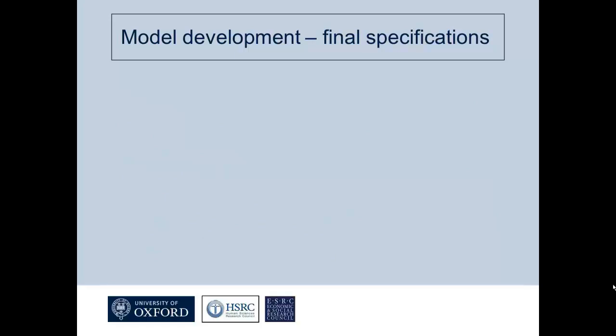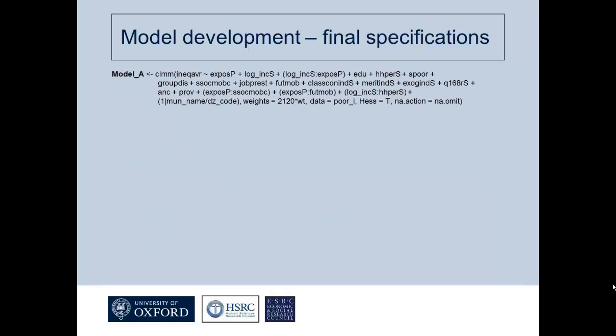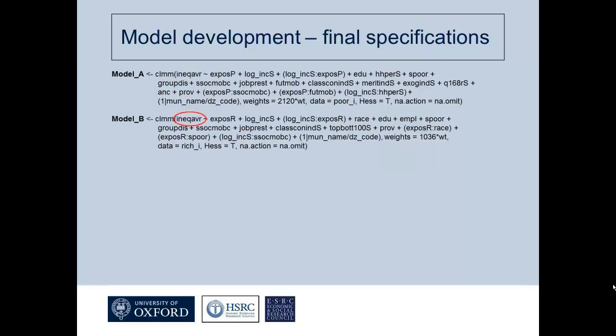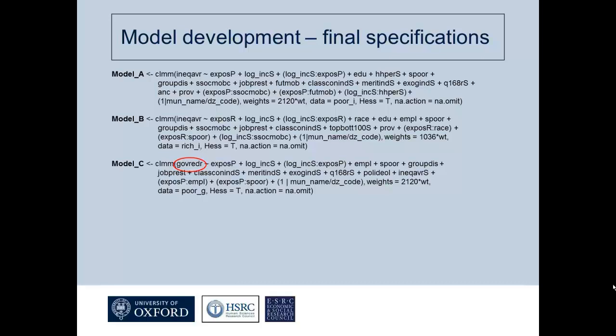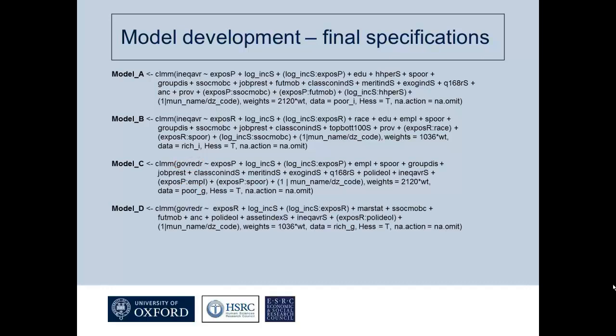So in terms of model development and the final specifications, I won't go through this term by term, but Model A related to inequality aversion as our dependent variable and from the perspective of the poor subgroup. We had Model B, which was inequality aversion from the perspective of the rich subgroup. Model C, which was support for government role and redistribution from the perspective of the poor subgroup.